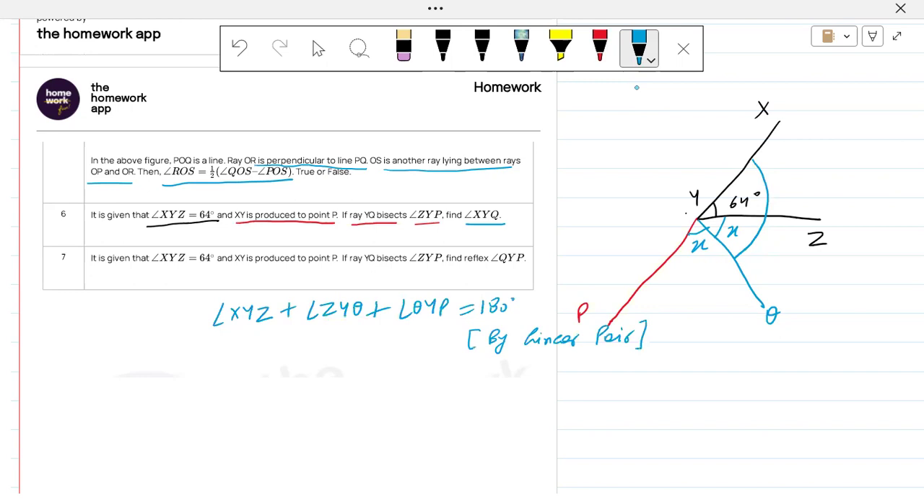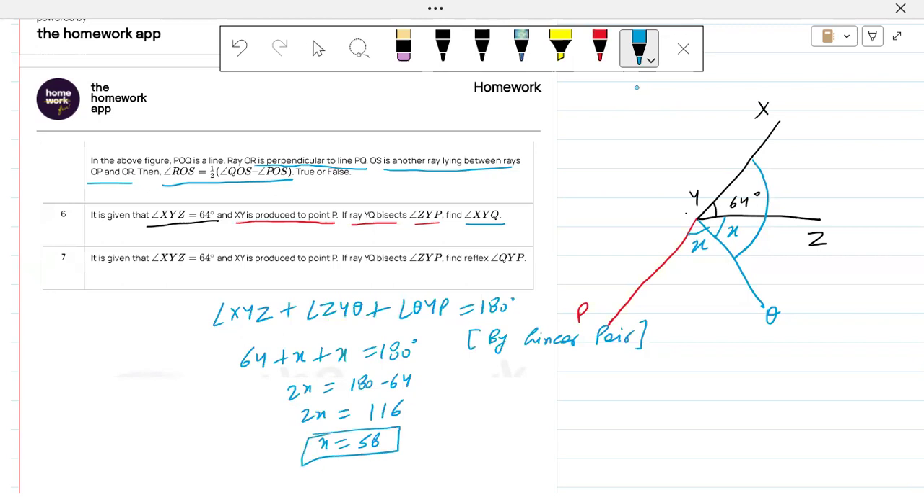After that, you know that XYZ is equal to 64 degrees and ZYQ is equal to x. Put the value of ZYQ as x. QYP is also x. This is equal to 180 degrees. So 2x is equal to 180 minus 64. That means 2x is equal to 116. So x is equal to 58 degrees. So you have found the value of x, that is 58 degrees.